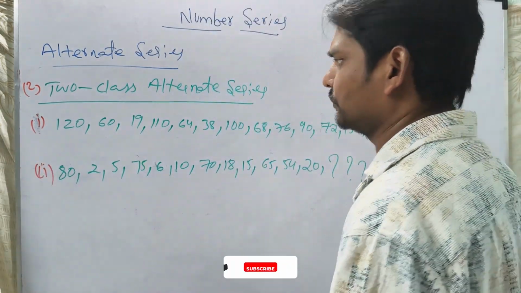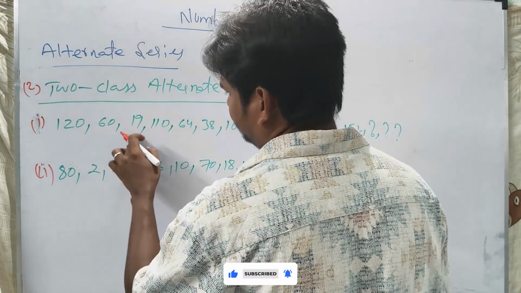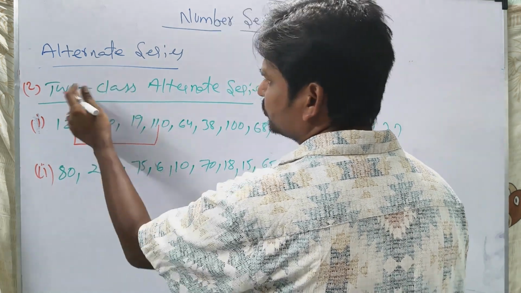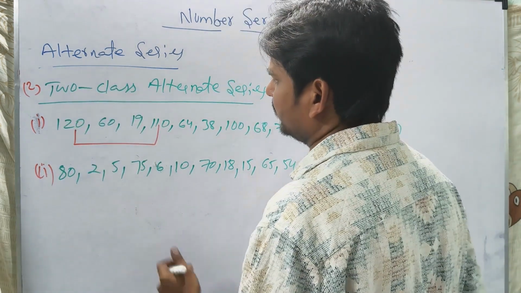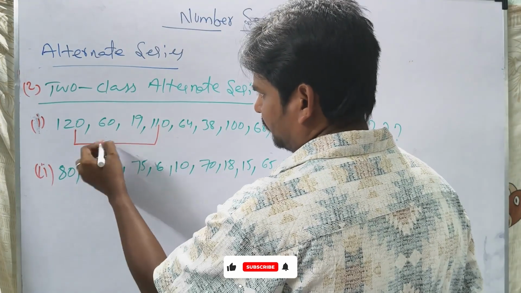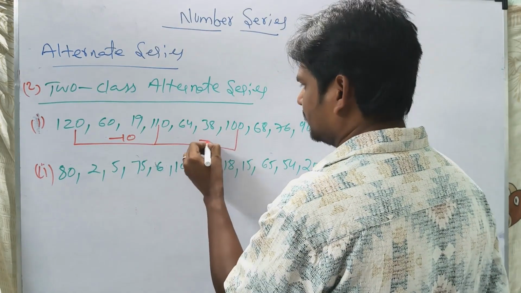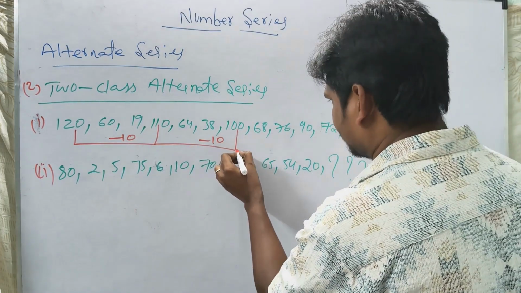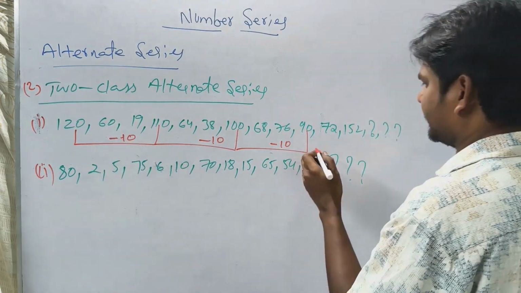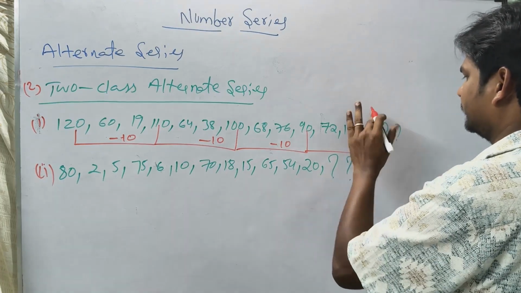Observe the first question carefully. Whenever it is a two class alternate series, we have to leave two terms and go for the fourth term from here to here. Why? Because this is a two class alternative series. Now if you leave these two terms and go for the fourth term, what pattern do you observe? Minus 10. Again leave these two terms, again you will get minus 10. Now again minus 10. Then next would be minus 10. Then here you will get 80.